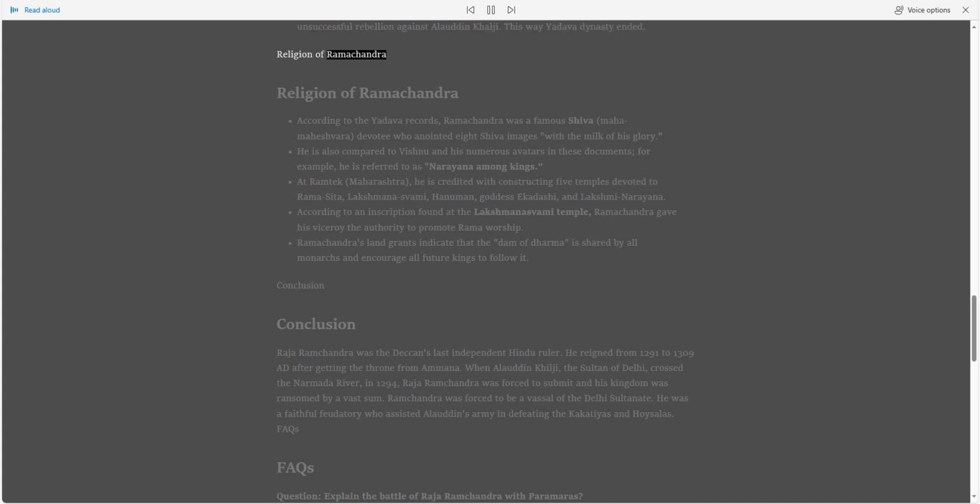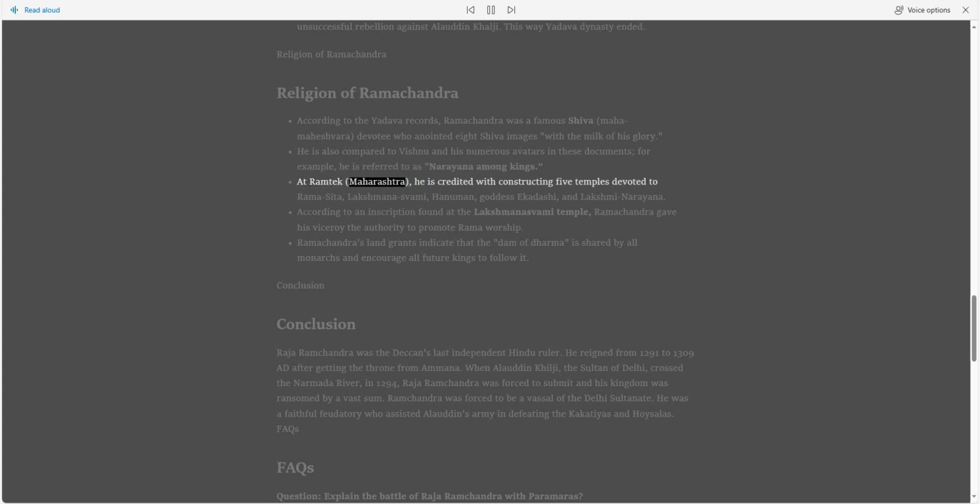Religion of Ramachandra. According to the Yadava records, Ramachandra was a famous Shiva, Mahamaheshvara, devotee who anointed 8 Shiva images with the milk of his glory. He is also compared to Vishnu and his numerous avatars in these documents. For example, he is referred to as Narayana among kings.